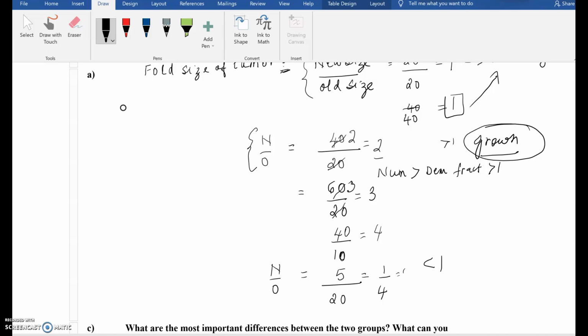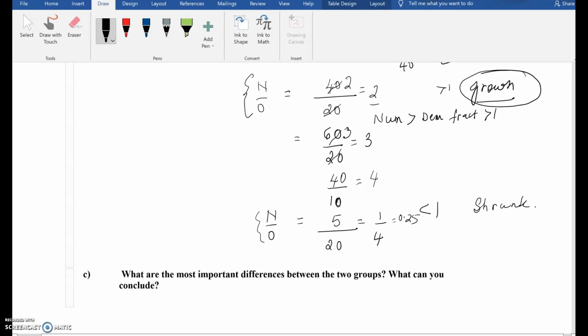If the fold ratio is 0.25, which is smaller than 1, then it tells us that the tumor has shrunk. And suppose the old size is 10 and the new size is 2. What we have is 1/5. What this tells us is that the tumor is 1/5 the size. It's 1/5 the initial size.